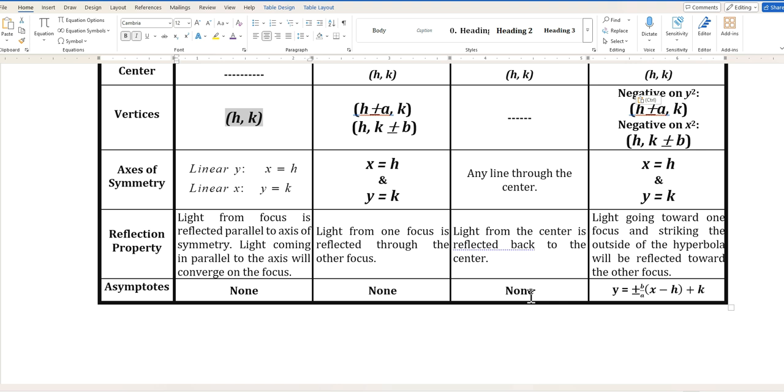For an ellipse, light from one focus is reflected through the other focus. That's useful in making something like a whispering gallery, for example. For a circle, light from the center is reflected back to the center. For a hyperbola, light going toward one focus and striking the outside of the hyperbola will be reflected toward the other focus.